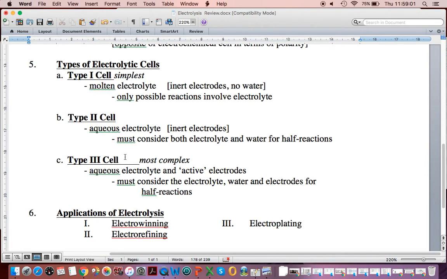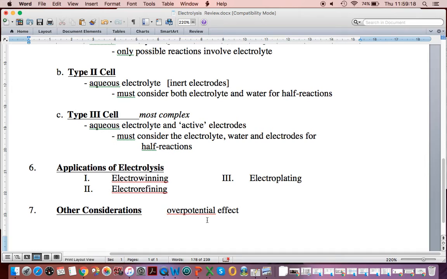Type 3, well, we go one step beyond type 2. We have our electrolyte. It's going to be aqueous. So that means we have to worry about our electrolyte itself. We've got to worry about water. And now we have to worry about the electrodes. Will the electrodes be what react? Because they're no longer inert.